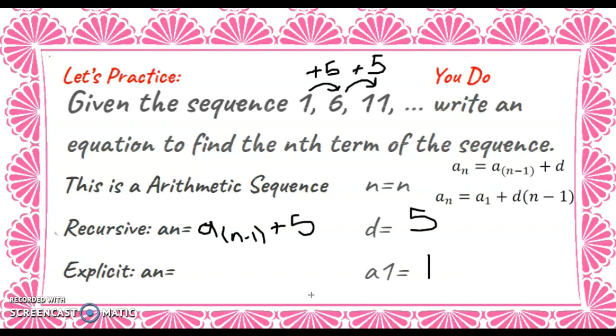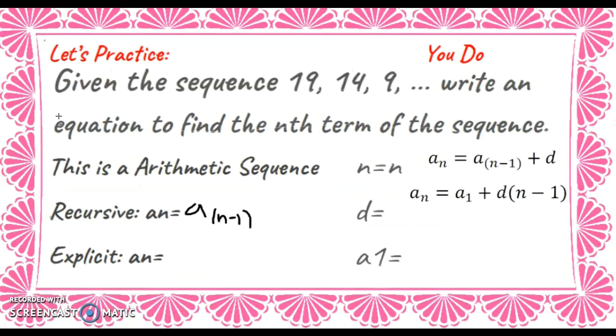Now for the explicit formula, you'd plug in to this formula. a of n equals the first term, a1, so 1, plus 5 times parentheses n minus 1. And you could simplify this one as well to get a of n equals 5n minus 4. Either of these could show up as an answer choice. Let's look at the next one.